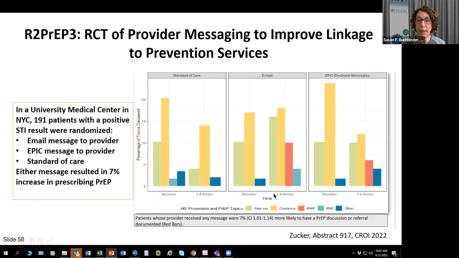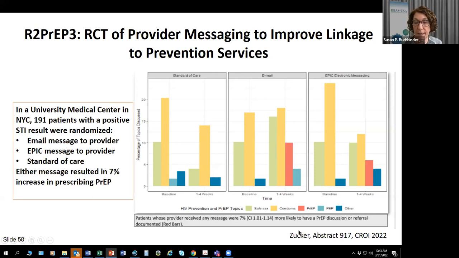So how do we get providers to talk to their patients about PrEP? Well, this was an interesting study of 191 patients who'd had a positive STI result. Their providers were randomized to either get an email message suggesting that they offer PrEP, a message through the electronic medical record, or standard of care. Either message resulted in a 7% increase in prescribing PrEP, shown in the red. So not a huge bump.